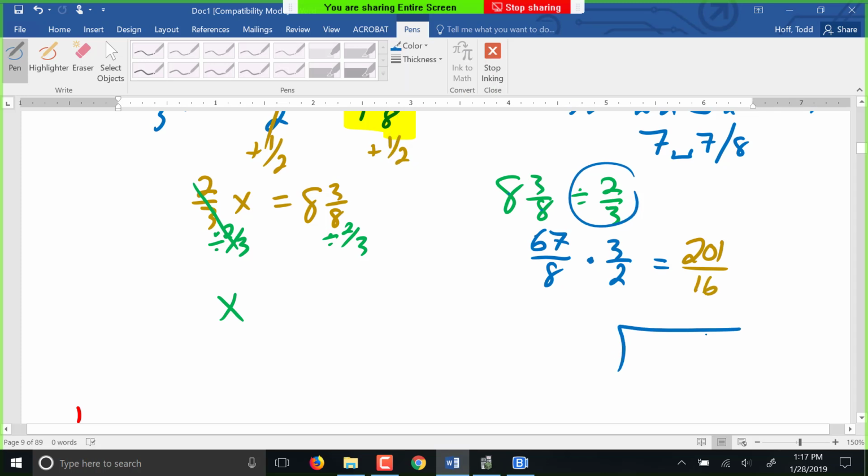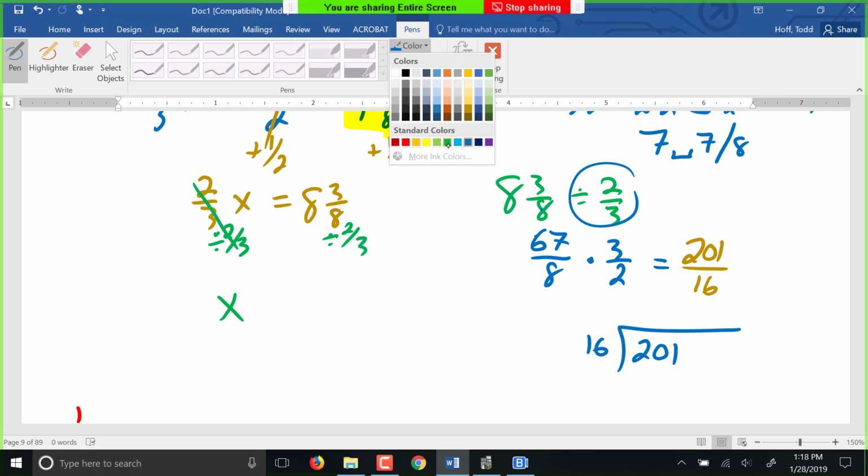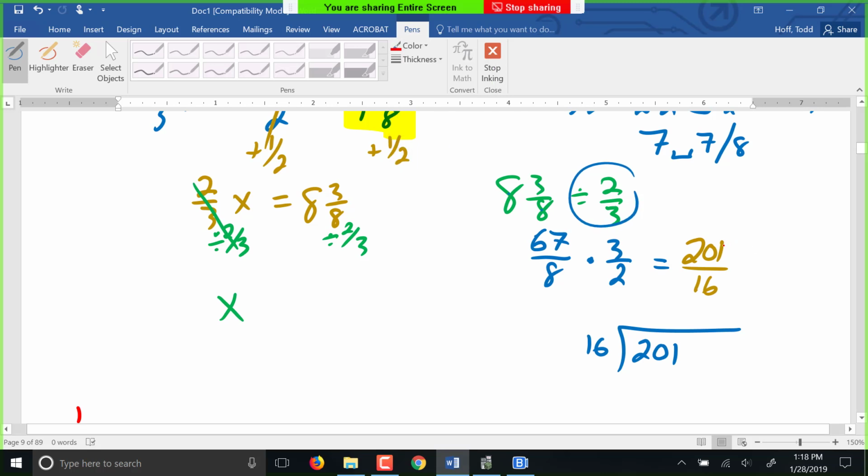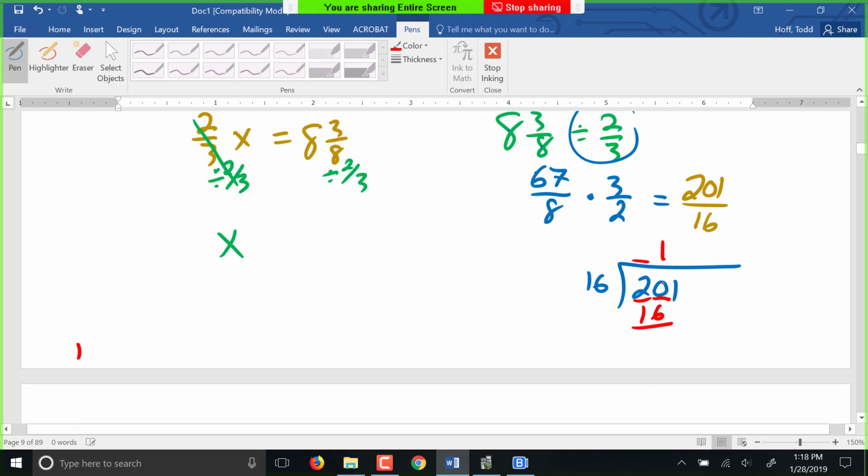And then, of course, we have to reduce that back down. So we go from an improper fraction, like 201 over 16, back to a mixed number. It's a division and remainder. 16 does not go into 2, so we leave a blank above the 2. 16 goes into 20 once. That's 16. We subtract. 20 minus 16 is 4. Bring down the 1. 16 goes into 41 twice. 2 times 16 is 32. That's 9 left over. We're at the end of the number, so that's 12 and 9/16.